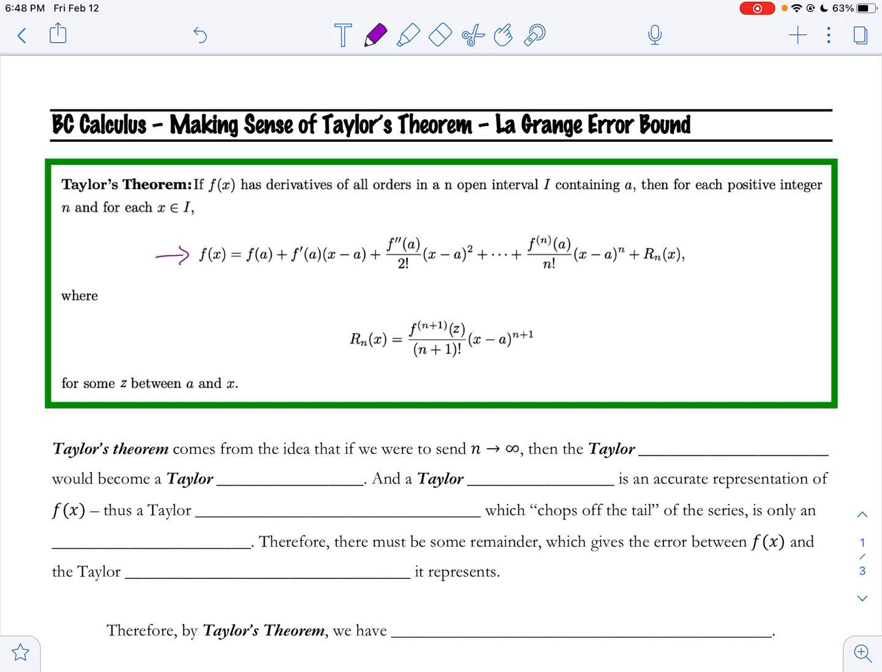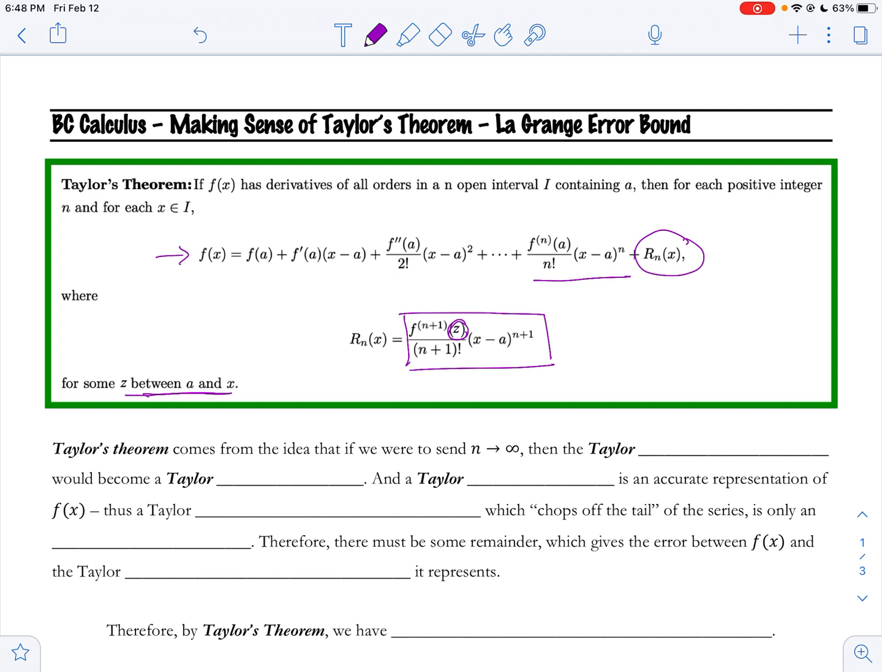where we go all the way down to the nth term, and then we have this remainder. So where R sub n of x is equal to basically the n plus 1th term with this z in there instead of an x. And z is some value in between a and x.